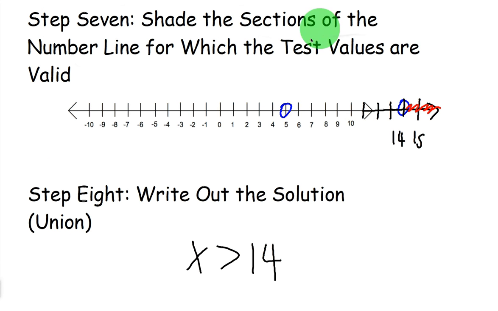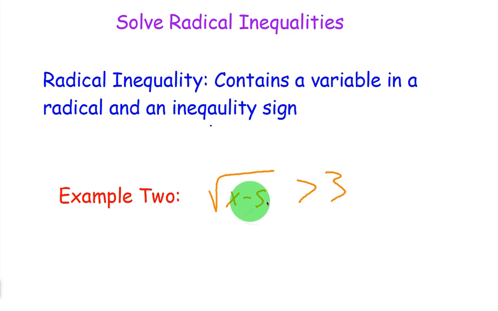Step 7, shade the sections of the number line in which the test values are valid. So we will shade anything to the right of 14. I should have drawn an arrow there. Don't know why I didn't. So anything bigger than 14 will work, meaning that for step 8, when we write the solution out, x is bigger than 14. If we go back to the original inequality, if we plug in anything bigger than 14, it will work.